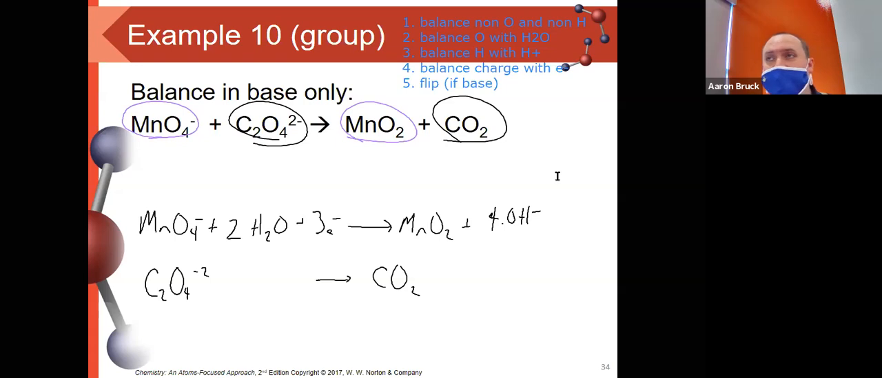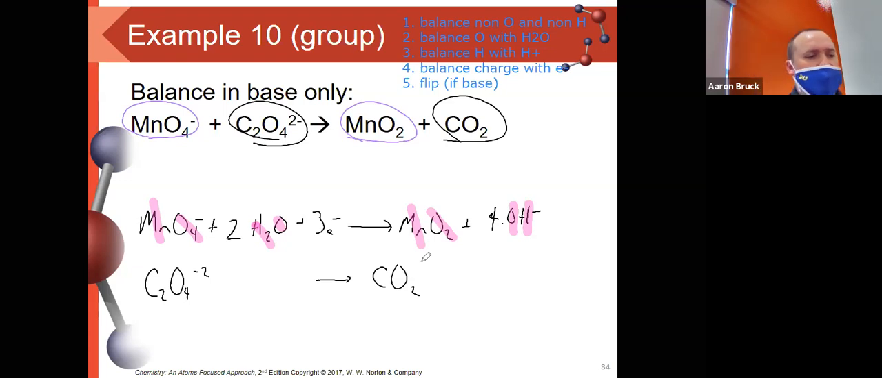Now we can double check ourselves, make sure that it meets all the criteria. Is it balanced atomically? Is it balanced by charge? Well, I've got 1 manganese on each side. Good. I've got 4 plus 2, that's 6 oxygens. 2 plus 4, 6 oxygens. I've got 4 hydrogens and 4 hydrogens. All my atoms are balanced.